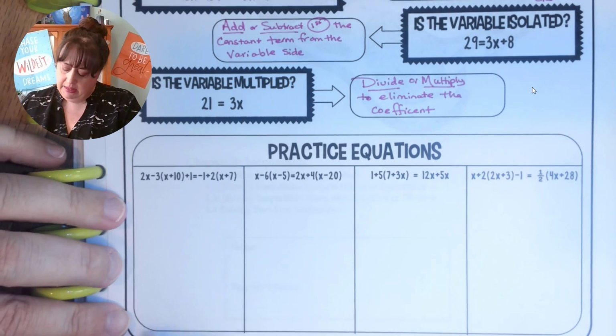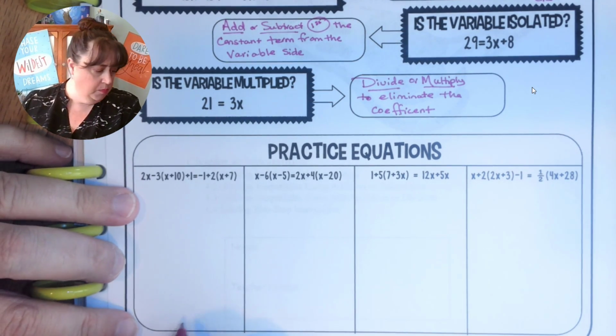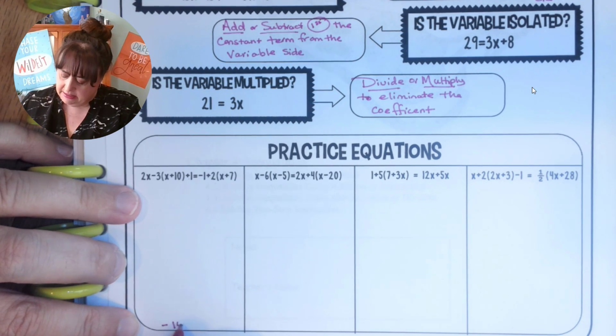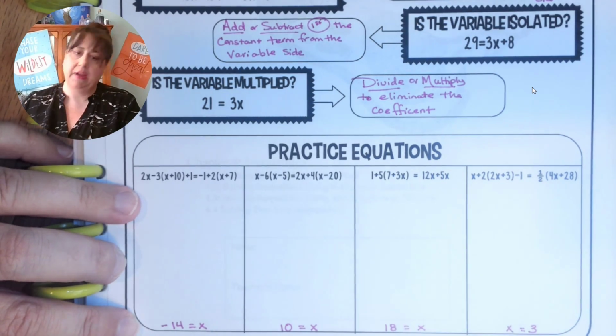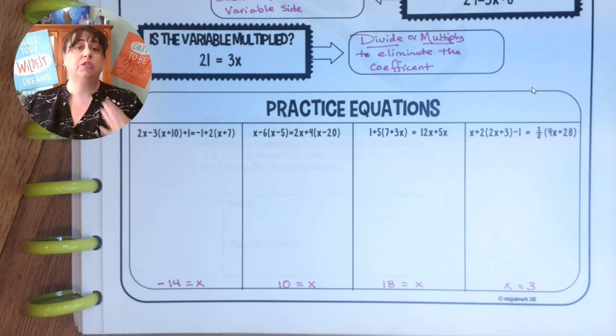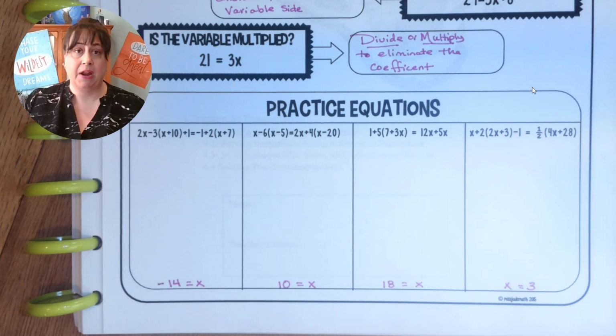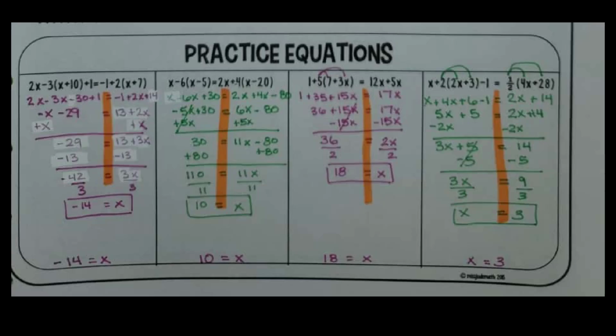but I want you to practice them on your own. The answer for the first one will be -14 equals x. The next one will be 10 equals x, 18 equals x, and x equals 3. But I do want you to practice those problems on your own so that you get better at doing equations.